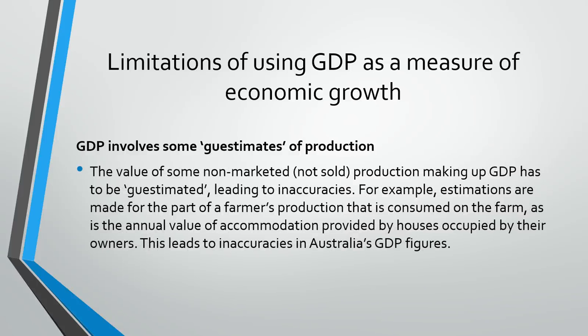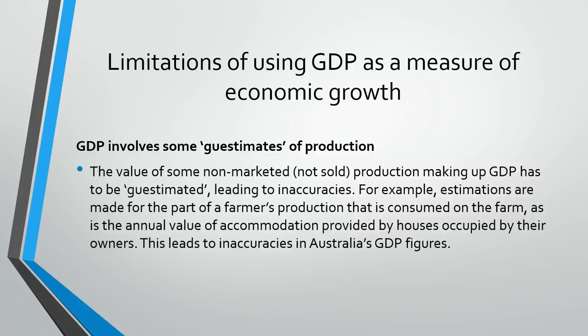And our last one, GDP involves some guesstimates of production. The value of some non-marketed or not sold production making up GDP has to be guesstimated, leading to inaccuracies. For example, estimations are made for the part of a farmer's production that is consumed on the farm, as is the annual value of accommodation provided by houses occupied by their owners. This leads to inaccuracies in the GDP figure. So the farmer's doing his work, but there is a guesstimate about the proportion being sold of what he's produced. So that being consumed on the farm has to be weighed up and can't give us an accurate figure.